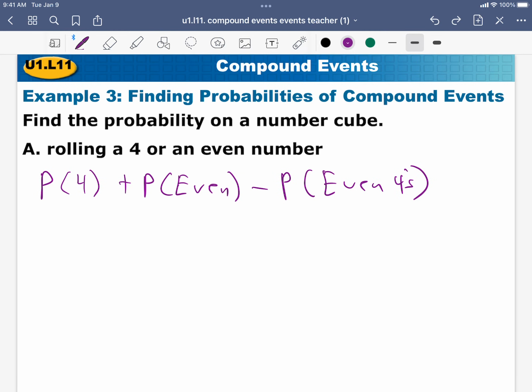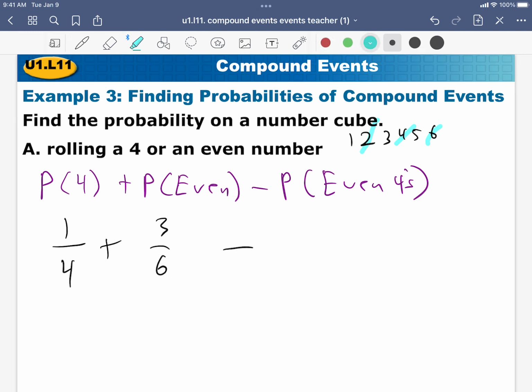So what's the probability on a dice of rolling an even number or a 4? So we have 1, 2, 3, 4, 5, 6. The probability of rolling a 4, there is 1 out of the 6. The probability of an even number, there are 1, 2, 3 even numbers. We have to subtract the even 4s. So there is 1 even 4.